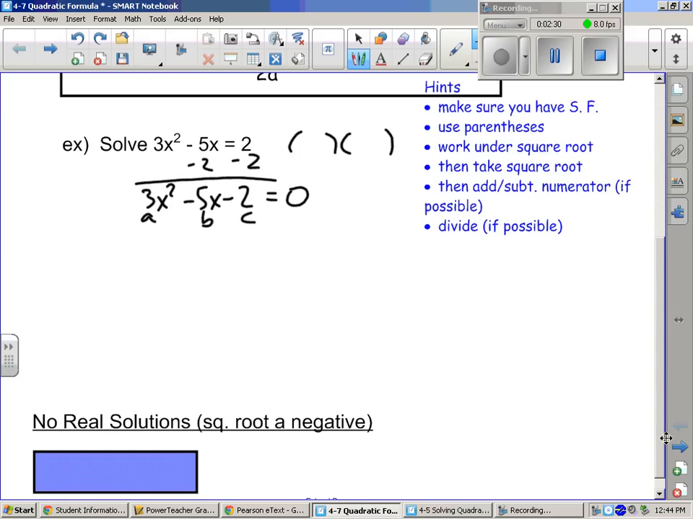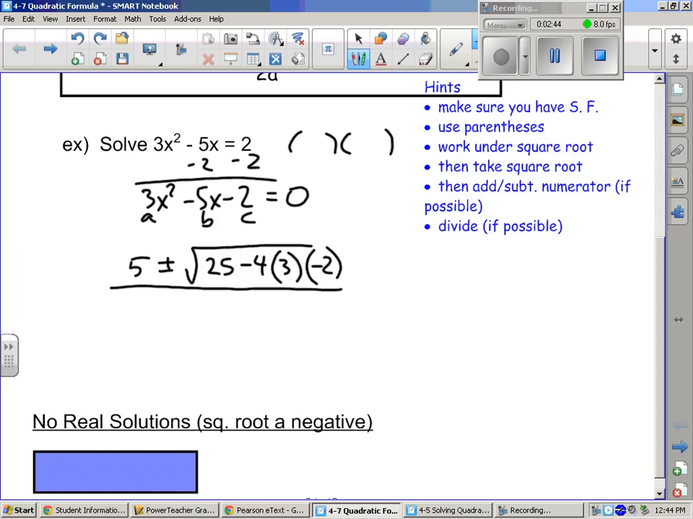Negative B is positive 5, plus or minus the square root of B squared, which is 25, minus 4 times A, which is 3, times C, which is negative 2, and then put it over 2A. I like how you made your fraction bar big enough to cover everything. Yeah, because if you only put it under the radical, it's going to mess you up. That 5 won't know what it's supposed to do.